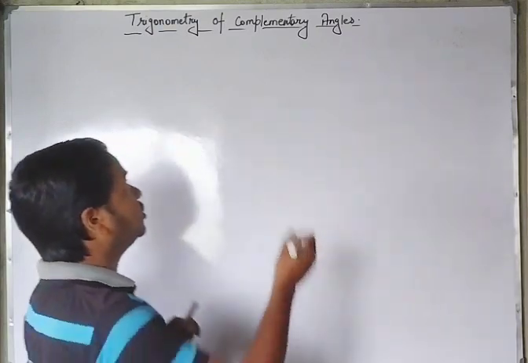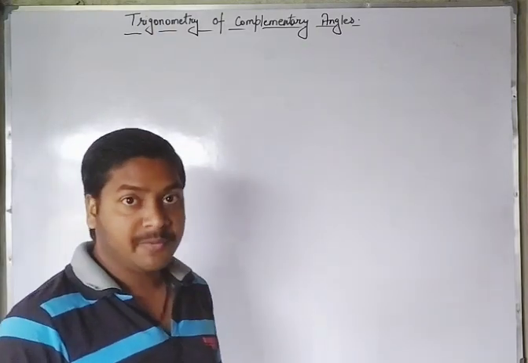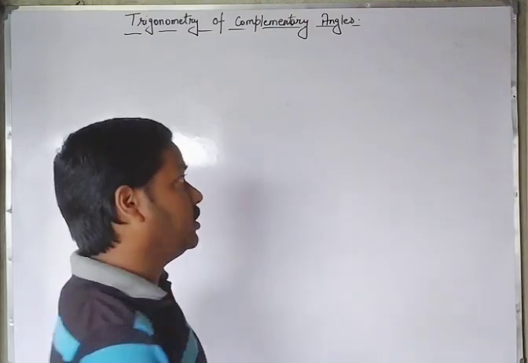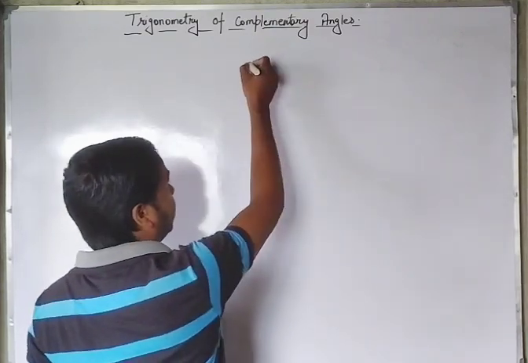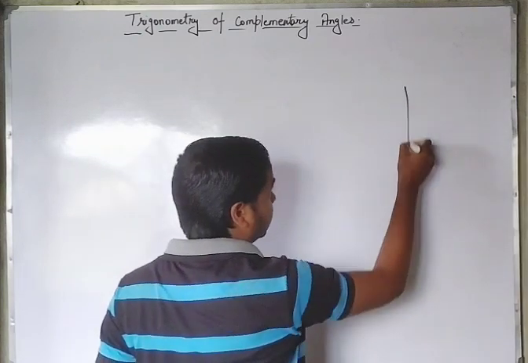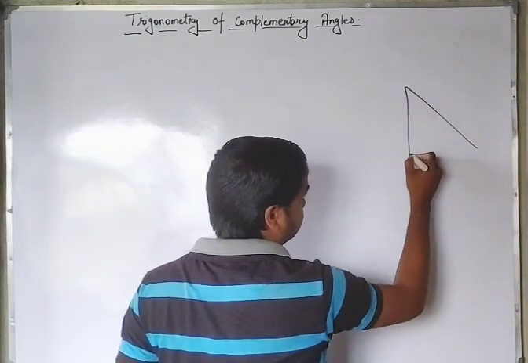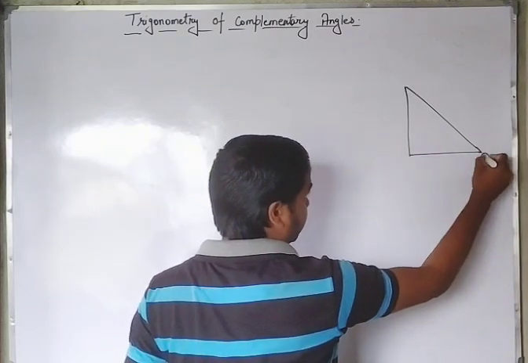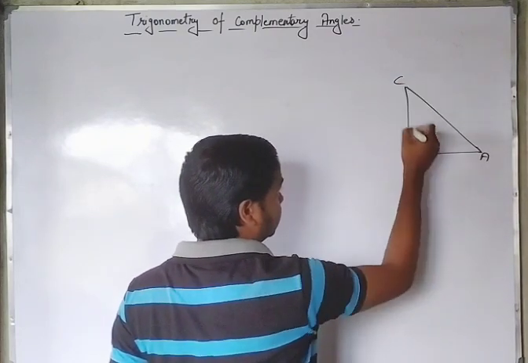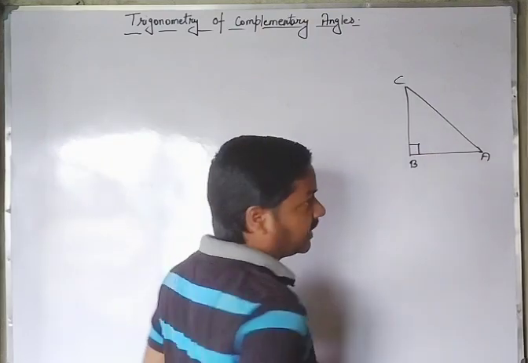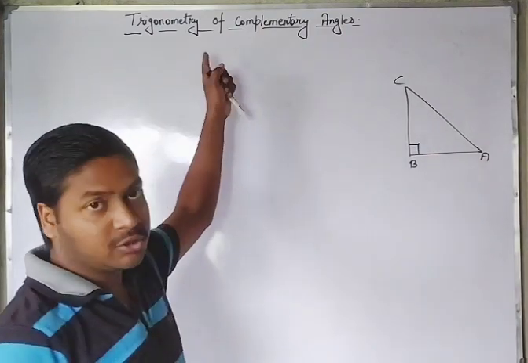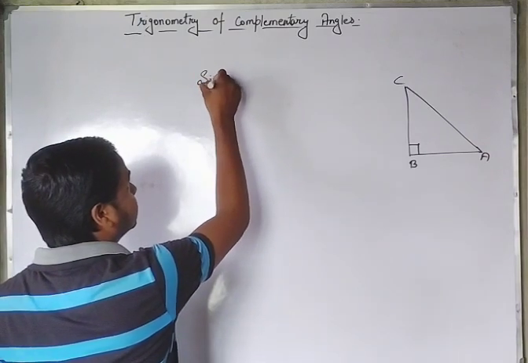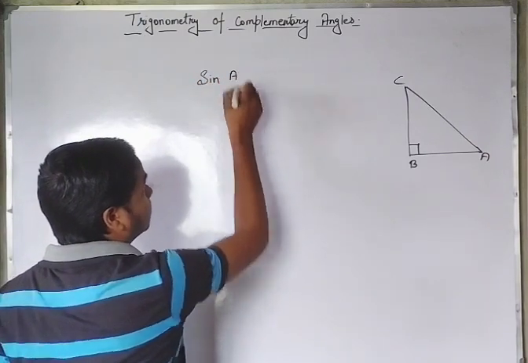Here we have to study trigonometry, so we will use the trigonometric ratios. Suppose there is one angle A. Let there be a triangle ABC, with 90 degrees here. This is angle A. Then according to the formula of complementary angles, we will have sine A.